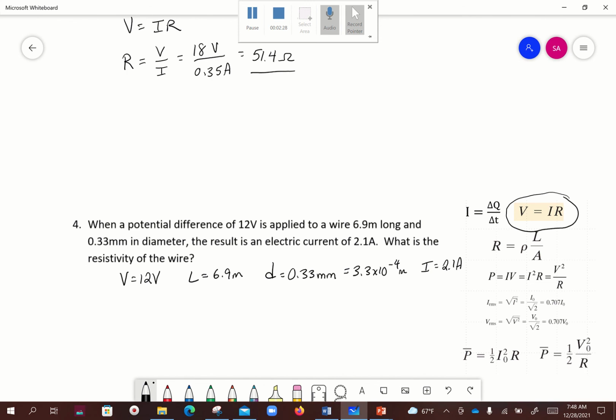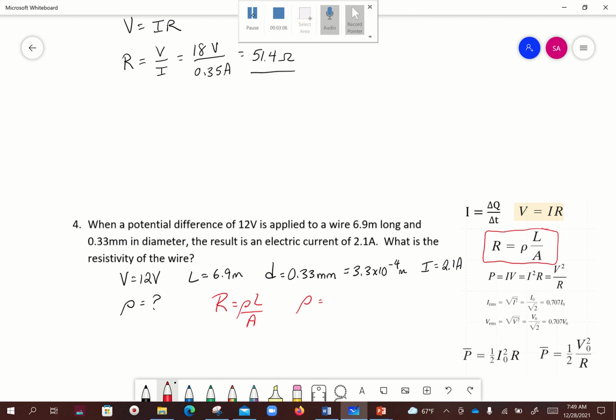And we want to know what is the resistivity of the wire. So resistivity, the symbol is the Greek letter rho. So what we're trying to find is rho. So we've got V and I and L and the diameter. And we know from problem 2 that once we have the diameter, we can get the area. Okay, so what do we have? We want to get the resistivity. Now, the only equation that I have here that's got the resistivity in it is R equals rho L over A. So I want to use R equals rho L over A to find rho.